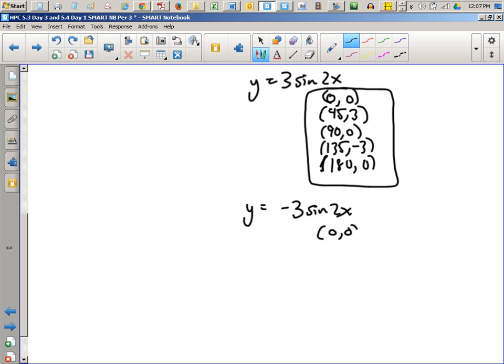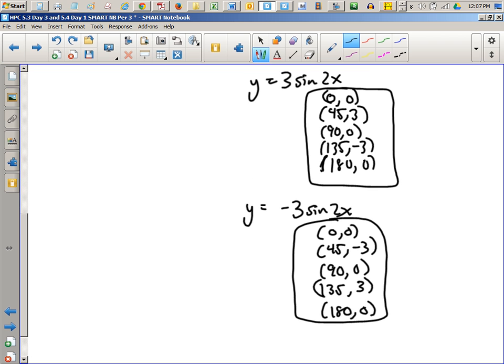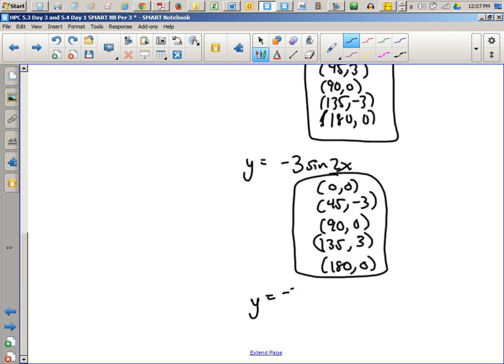So I have 0, 0. 45, 3 is now 45, negative 3. 90, 0 stays. 135, negative 3 is now 135, positive 3. And 180, 0 stays. Okay, final function, here it is. Moment of truth.